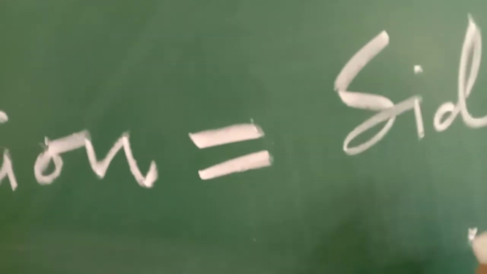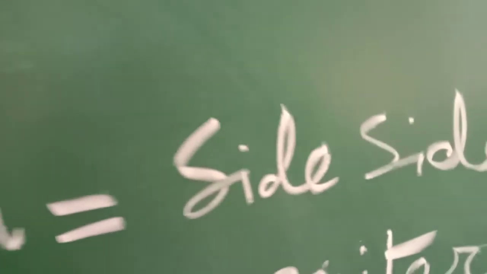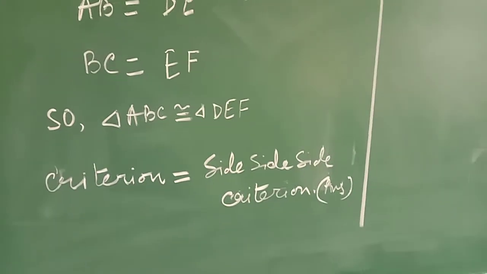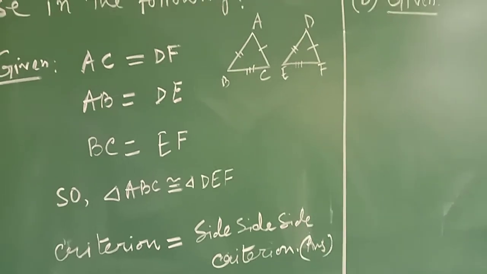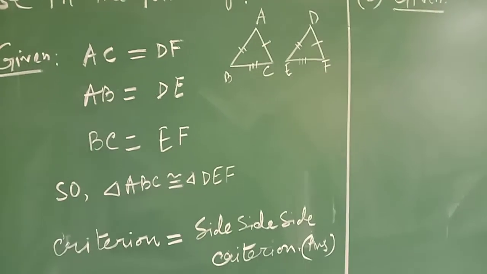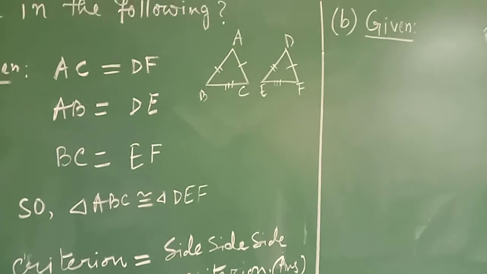The criterion is side criterion. Understood? This is the answer. You only have to write the criteria name. This is what we have to look out for, that you can understand. 3 sides are correspondingly equal to the 3 sides of the other triangle. Then these 2 triangles are congruent by SSS or side criterion. Understood? You can write SSS also. Next question. Come to the next question.